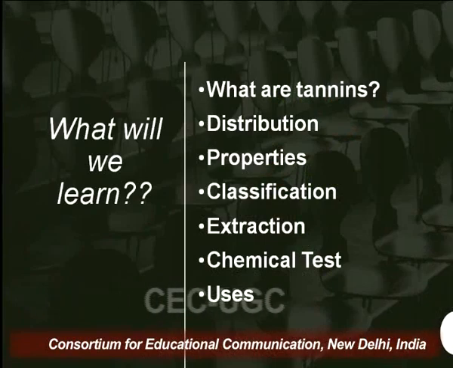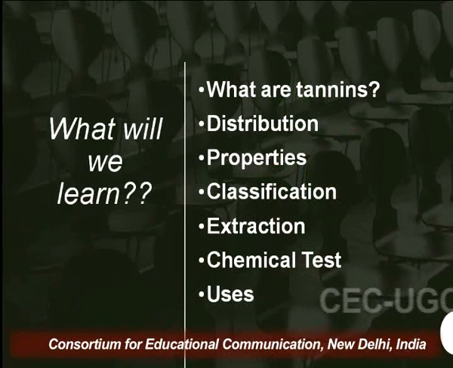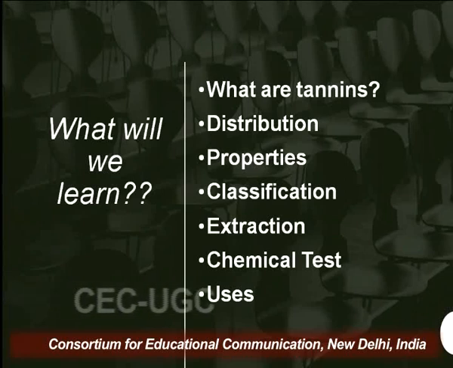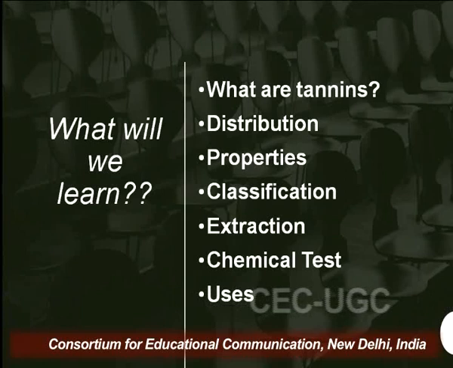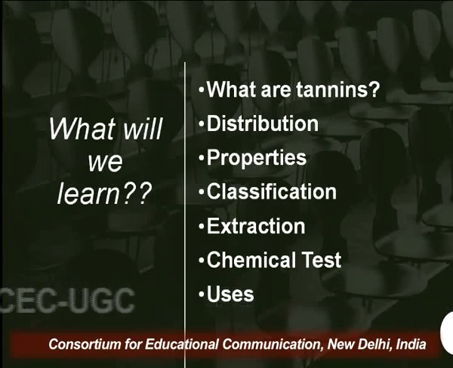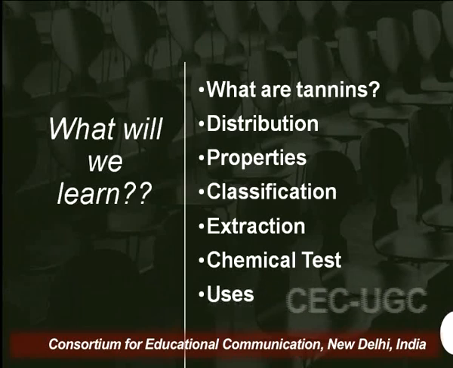Now in this presentation we are going to learn about what tannins are, how they are distributed in the plant kingdom, what their various properties are, and on the basis of these properties how they are classified into different categories or classes. Then how they are extracted from the plant matrix, and after that we will learn about the various chemical tests that are utilized to detect the presence or absence of tannins in the plants or in the given sample of plant material. And in the end we are going to discuss various uses, both therapeutic as well as non-therapeutic, of these important secondary metabolites.